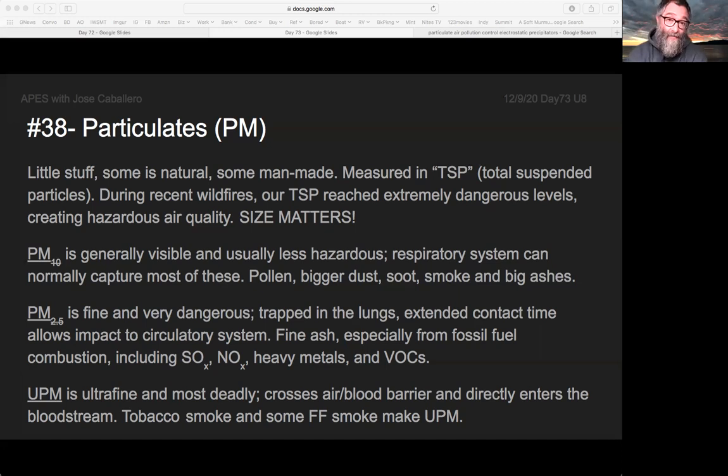PM2.5 is fine. It's usually too fine to get caught by hairs, and it's so fine that it can stay in suspension, so it doesn't stick to the mucus in your respiratory system. It just stays in the air because it's so light. It doesn't take a lot of air movement, so those do get into your lungs, and that allows the extended contact time. That helps the chemistry happen in that layer of water in your bronchioles, inside your lungs. And so that chemistry does affect your bloodstream.